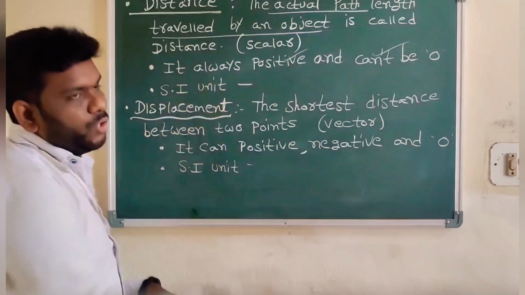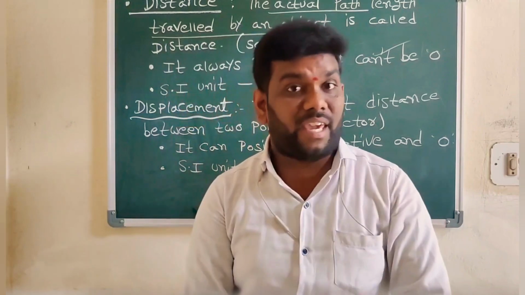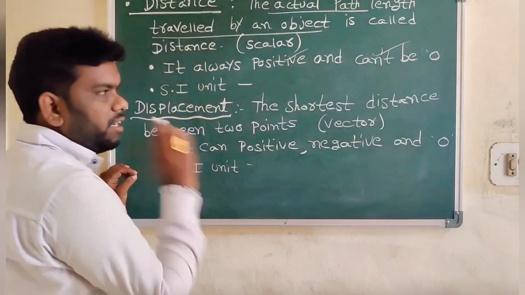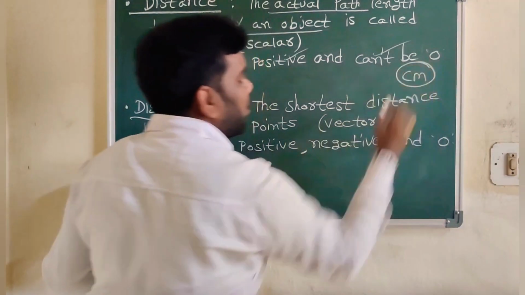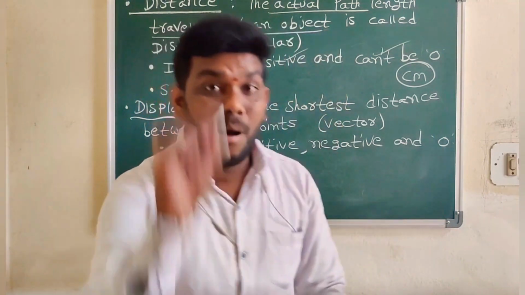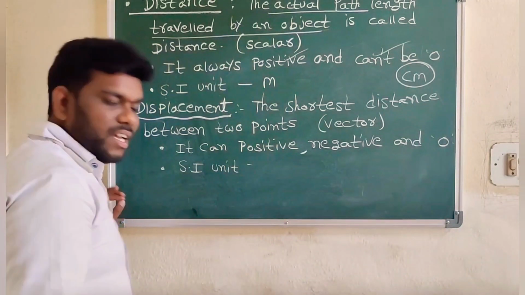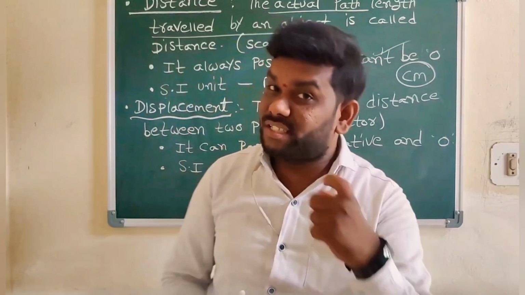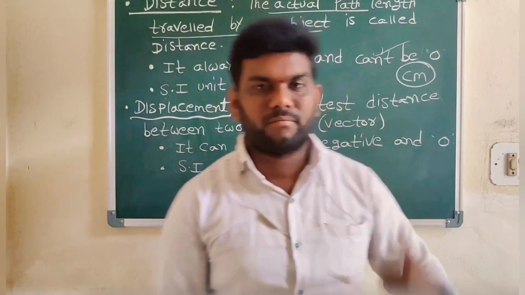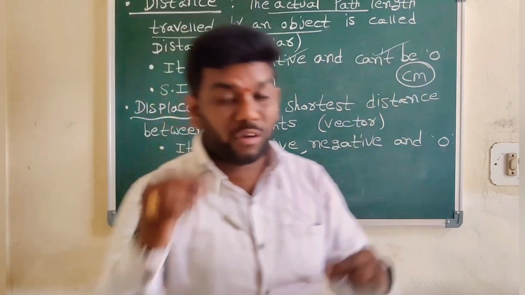And SI unit. Do you know? Units are two types, CGS and MKS. In the CGS system, distance is measured in centimeter. But the SI unit is meter. Okay students, there are two types of units, one is CGS, another is MKS. What is the SI unit of distance? Meter. What is the CGS unit of distance? Centimeter.